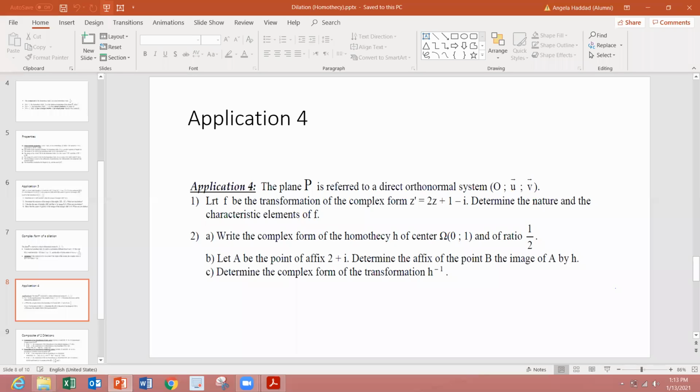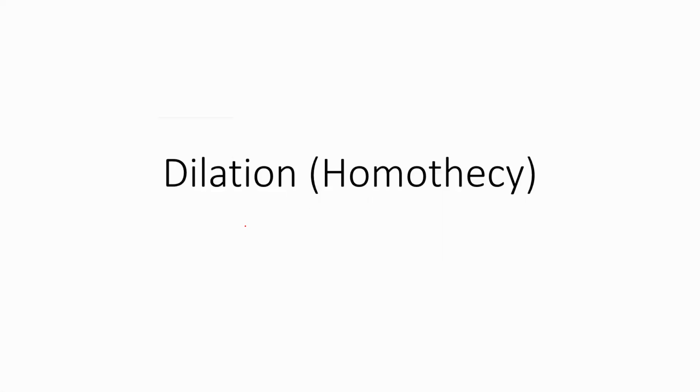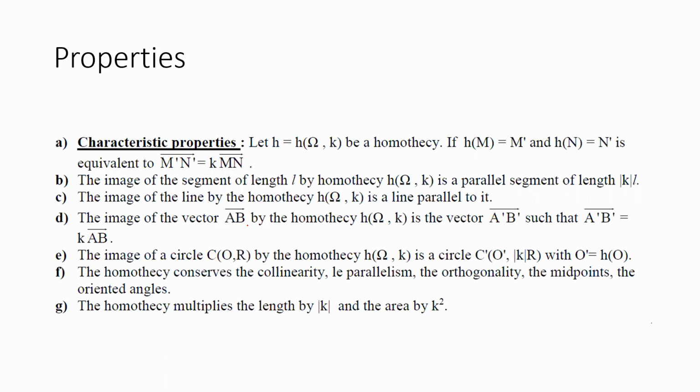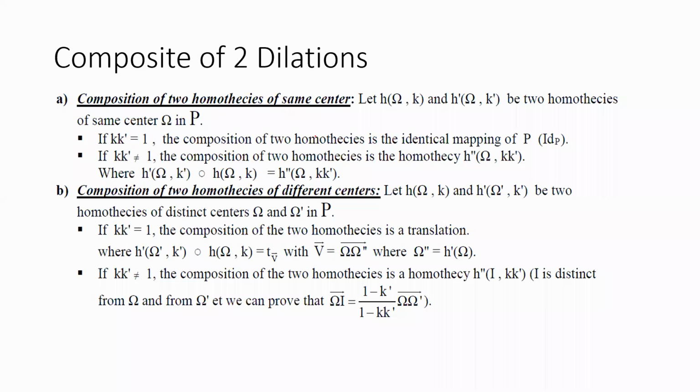What else do we have in this chapter? What do you expect? Dilation, transformation, rotation. No. Like watch dilation image. What else do we have? The composite of two dilations.